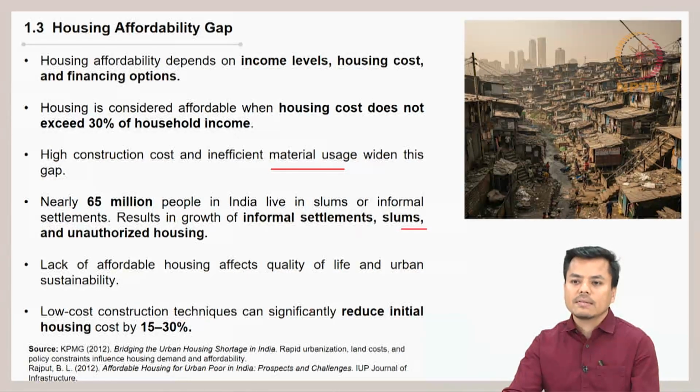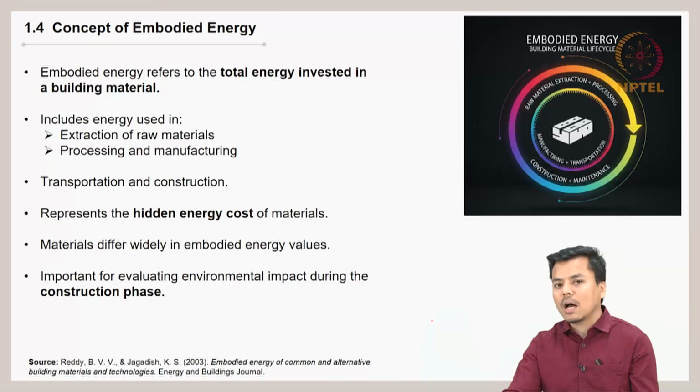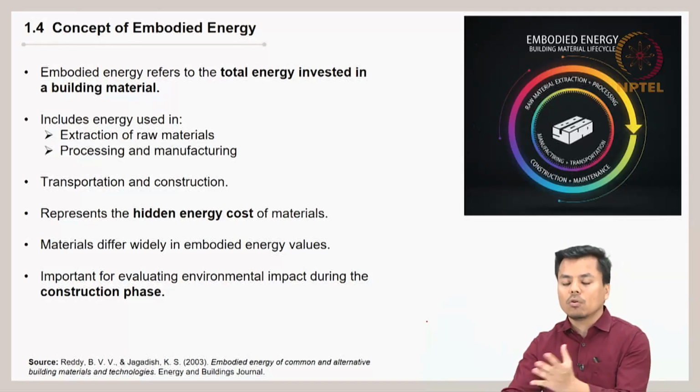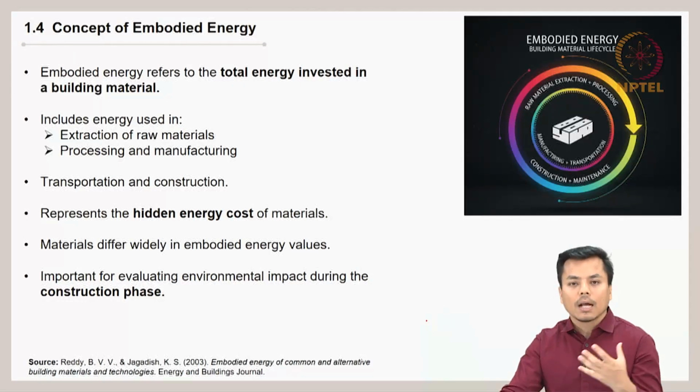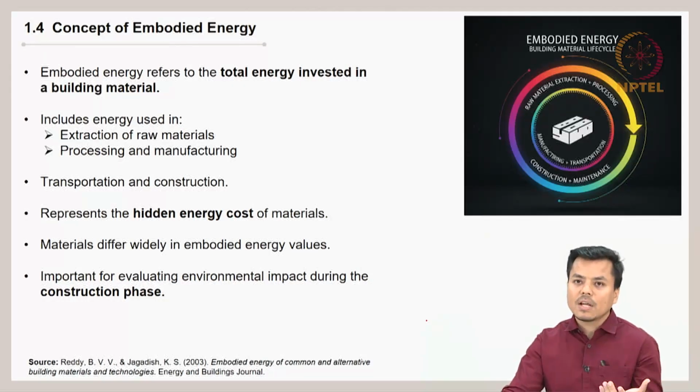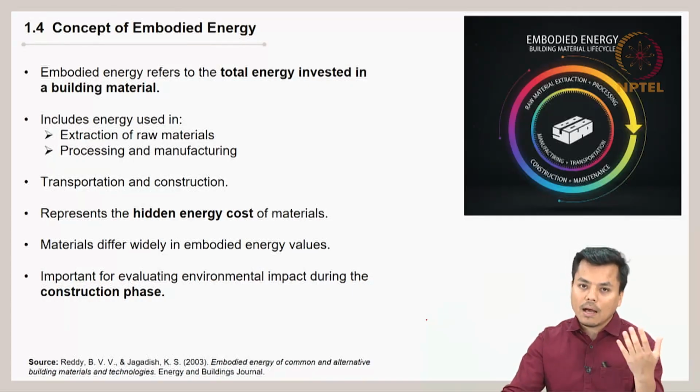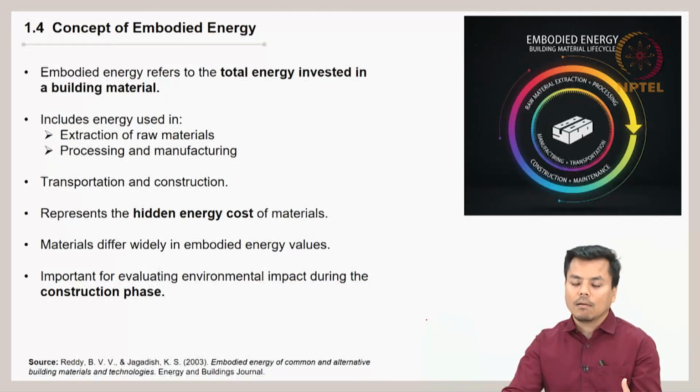Low cost construction techniques can significantly reduce initial housing cost by at least 15 to 30%. Then, as I was mentioning about low cost construction, why do we have to move from conventional building to low cost construction? The one major factor, as I discussed earlier, was the cost associated with conventional building material. But at the same time, the other concept attached to low cost construction is affordability, the next parameter or attribute associated with low cost construction.